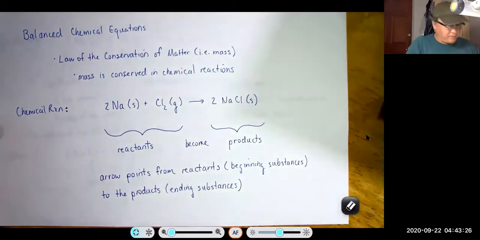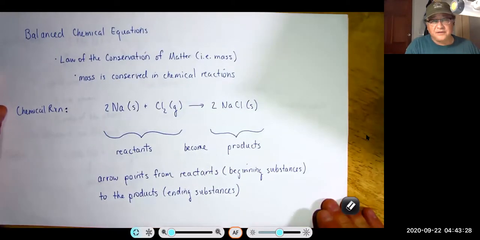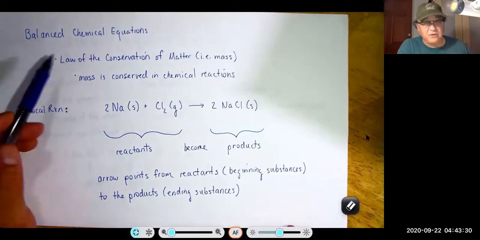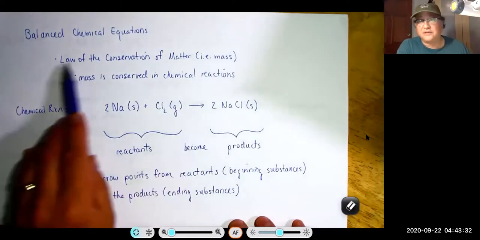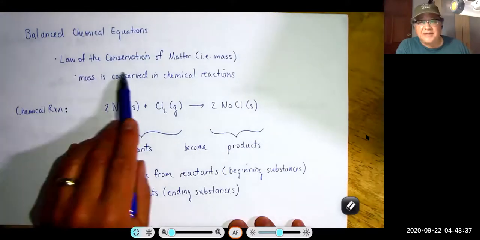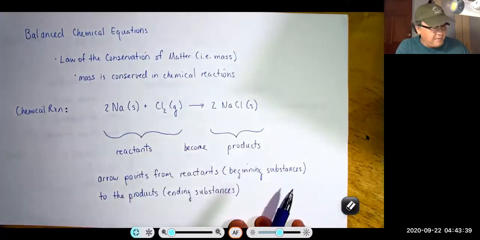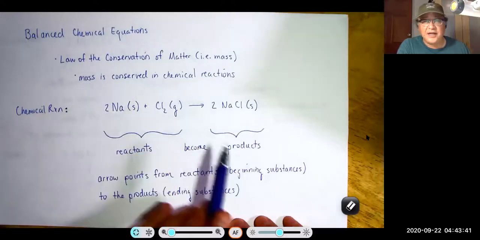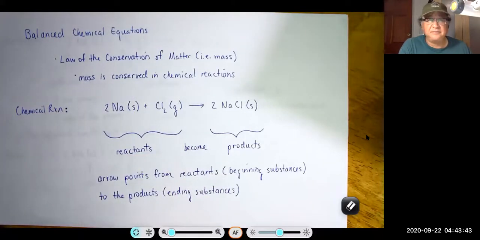So here, we're going to take a look at balanced chemical equations, and we're going to be talking about the law of the conservation of matter, which is sometimes said as the law of conservation of mass. And so mass is conserved in chemical reactions. You can't lose it, you can't gain it. The amount of mass you begin with is the amount of mass you end with. And that has certain ramifications in chemical reactions.